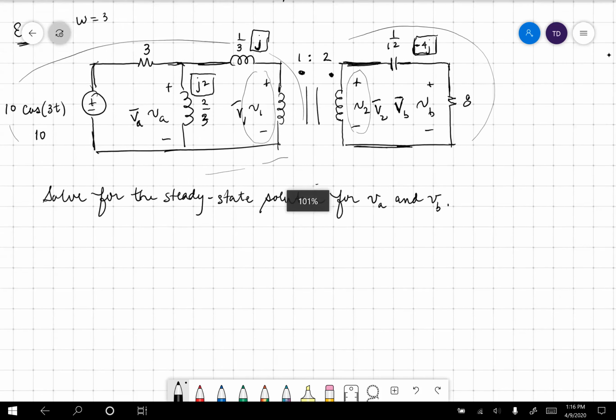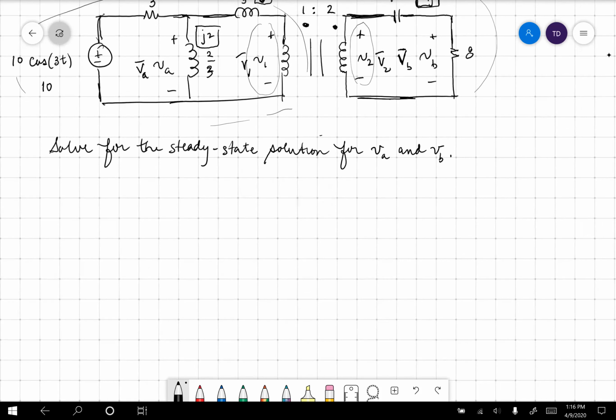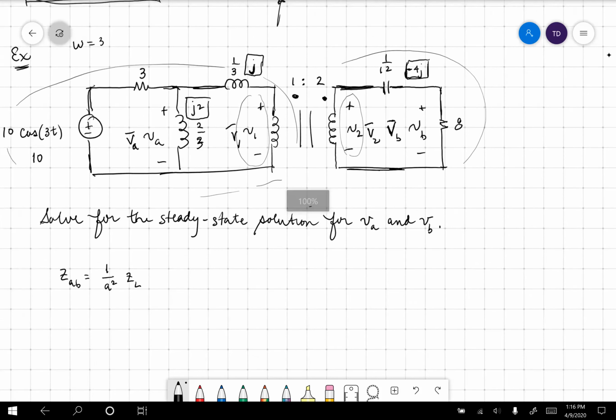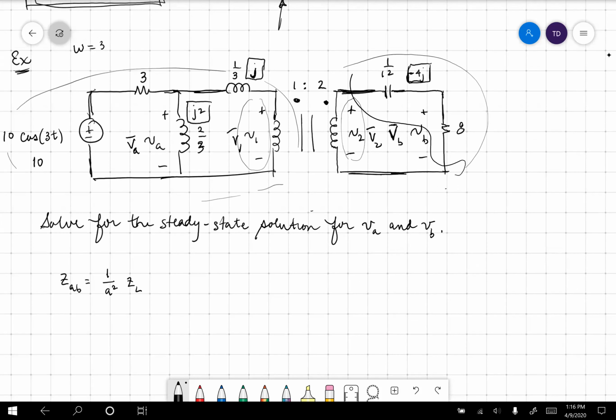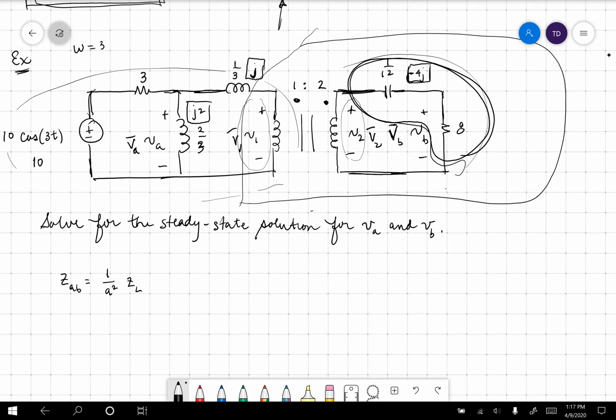I am going to use the following equation, that ZAB is equal to 1 over A squared times Z sub L. This is my Z sub L right here. Everybody see that? That's Z sub L. That's the load that is attached to the secondary. And so I'm going to replace everything in this box with ZAB. So I'm going to redraw the circuit with ZAB in place, but I'll still need this circuit up above.